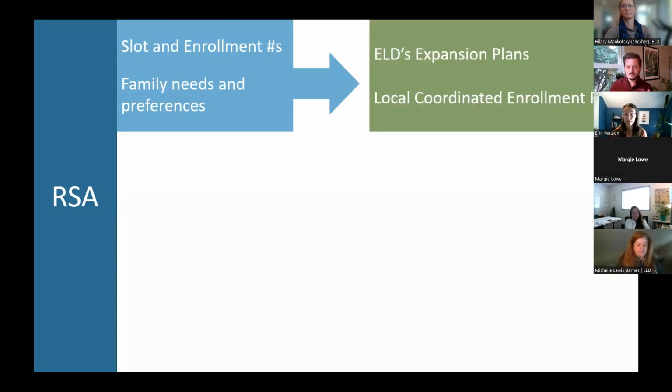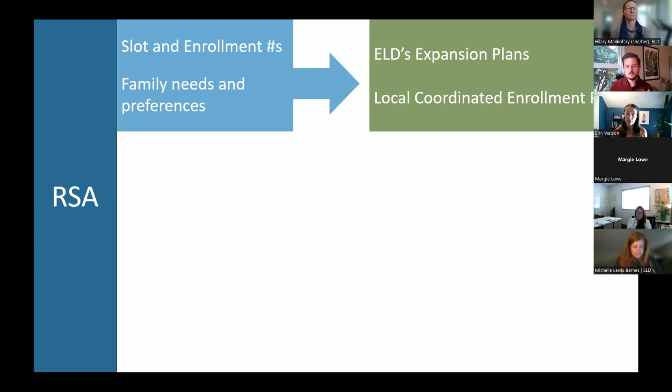And like in the past, that information helps to inform expansion plans and local coordinated enrollment plans, to really figure out what the state is of how slots are currently being allocated. Do they need to shift? Where do they need to be expanded, and in what ways?